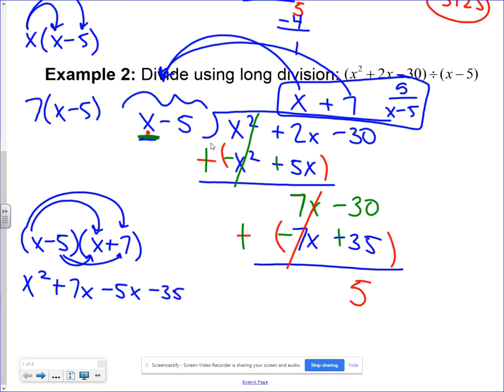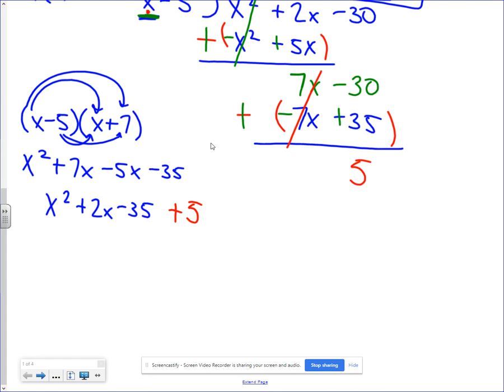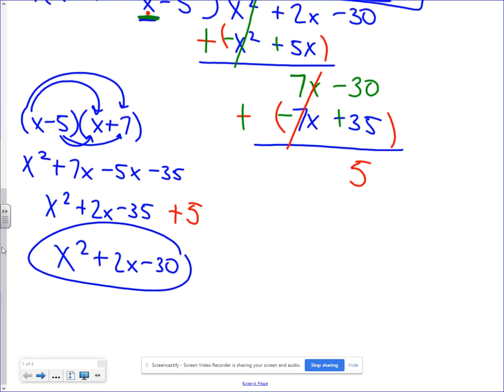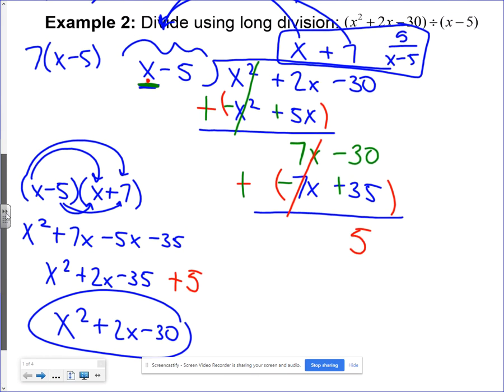We get x squared plus 2x minus 35. But remember, we had a remainder. What was our remainder? 5. So if we take the remainder and add it to our answer, then we end up with x squared plus 2x minus 30. That's what we started with.